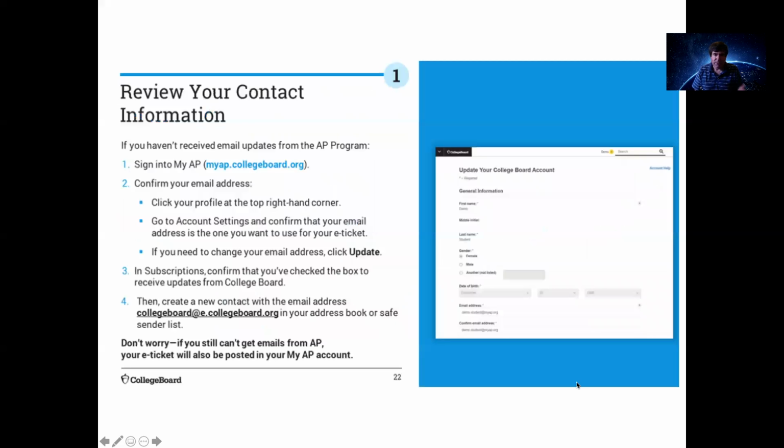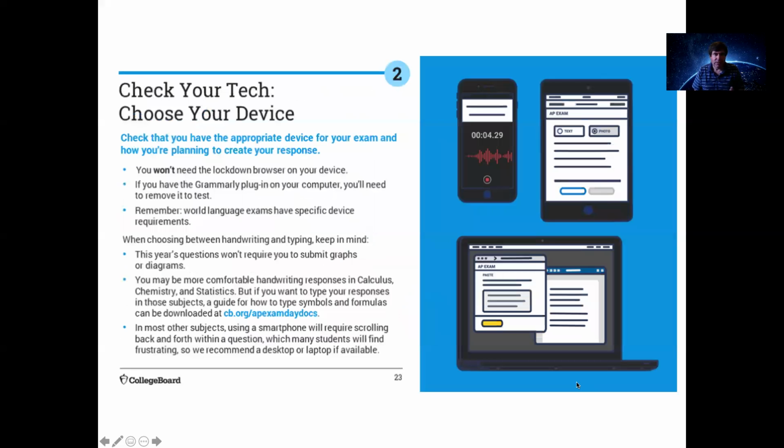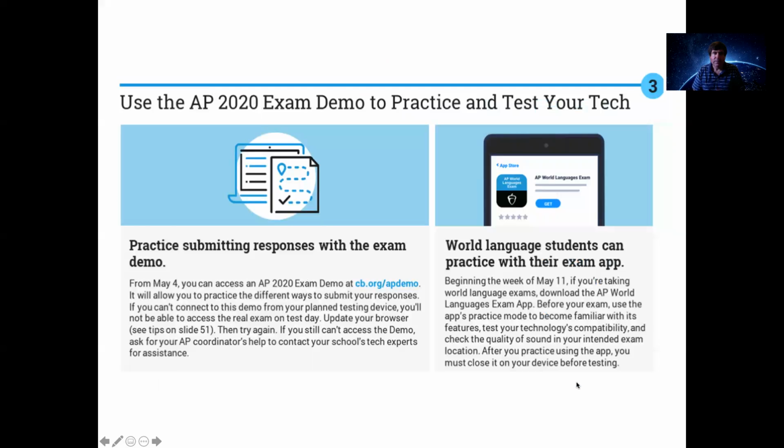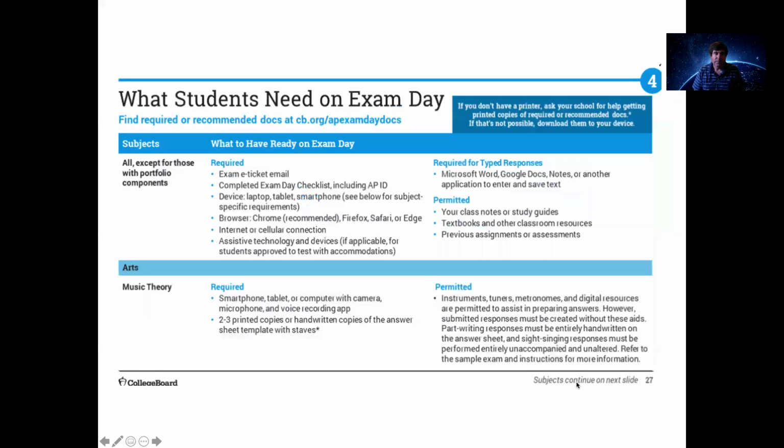This is a little screen about them checking their contact information. There's something about checking their device, making sure everything's working okay. This one is about people who write on their own paper, a little bit of information about that. This is talking about on May 4th, this little demo that they're coming up with to allow people to practice. I think that's a great idea. And they could go through this demo as often as they want to.